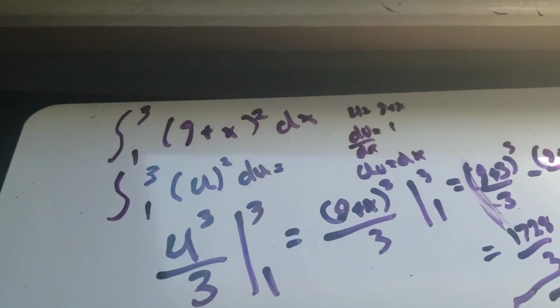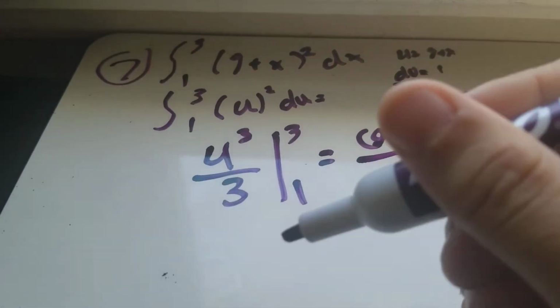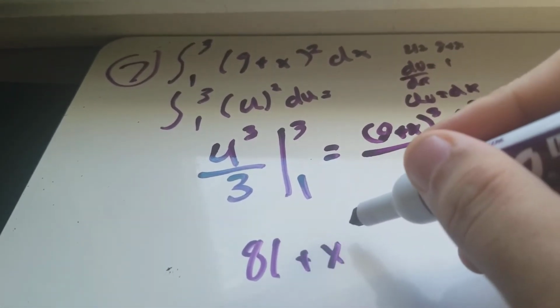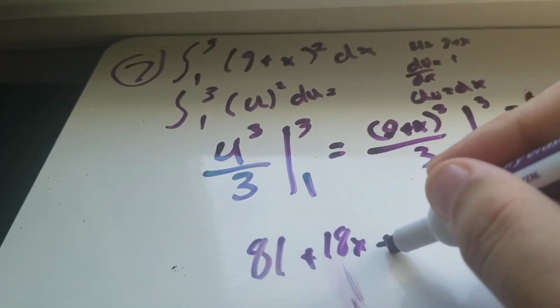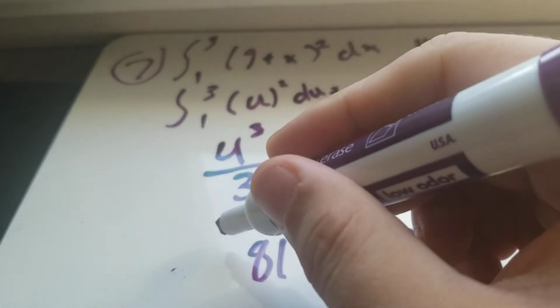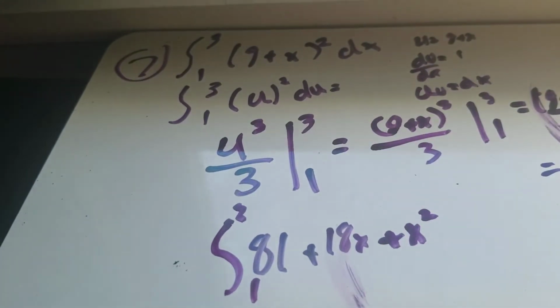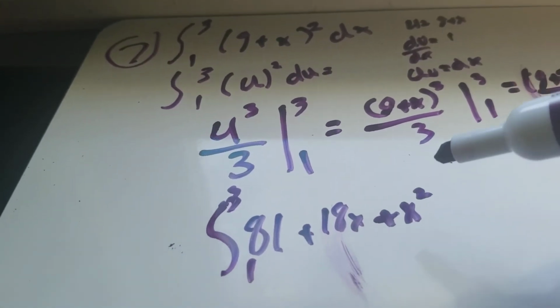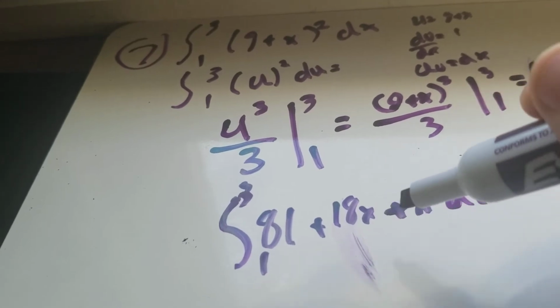Number 7, I think this is 7. I also want to point out you could technically expand the polynomial, so you have 81 plus 18x plus x squared. And then from 3 to 1, and then add all those pieces. And you should get the same answer. Just want to show there's a second way.